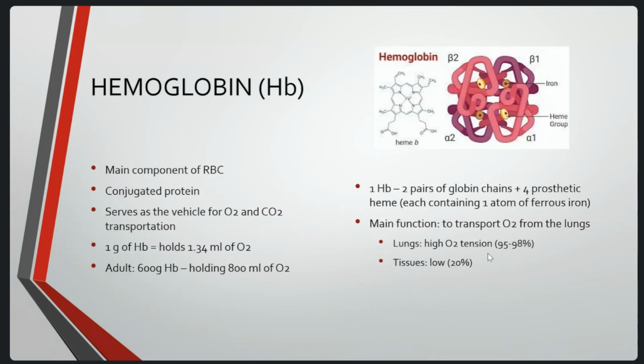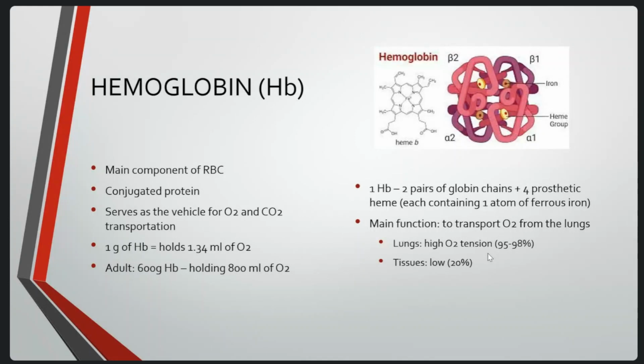We will start with hemoglobin. I know you're all familiar with this. This is the main component of our red blood cells, and this serves as the vehicle for the transport of our oxygen and carbon dioxide. One gram of hemoglobin holds about 1.34 ml of oxygen, so that an adult with 600 grams of hemoglobin can hold up to 800 ml of oxygen.